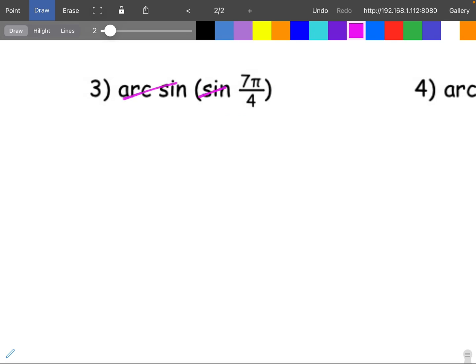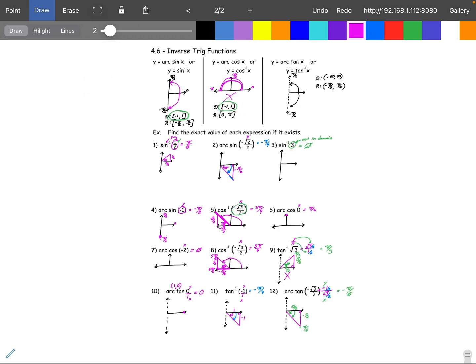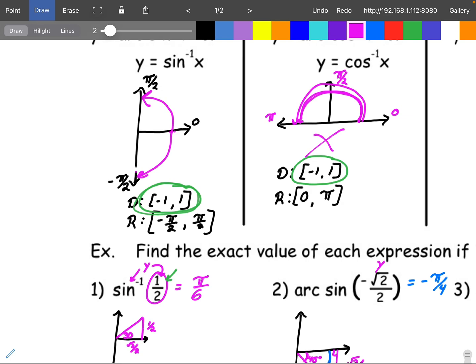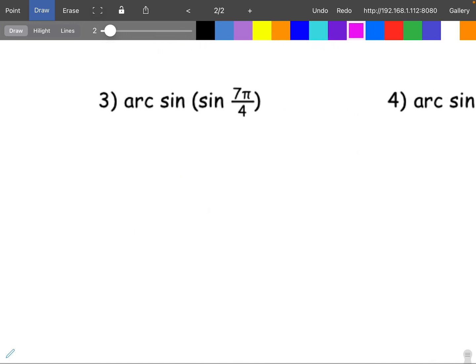Now, because it's possible, we want to say, okay, arcsine and sine cancel, and our answer is 7 pi over 4. However, remember that according to, over here, my range can only be between negative pi over 2 and positive pi over 2. So my answer has to be somewhere in between that. 7 pi over 4 is not in there. So we have to think about what the version of that would be within my parameters.